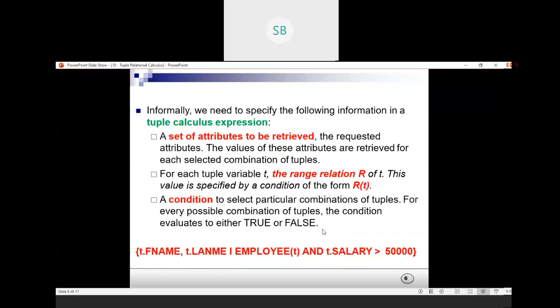We have explained the meaning of everything mentioned here. Basically, it consists of a set of attributes to be retrieved. This part consists of the set of attributes you want to retrieve, and obviously you need to mention the table name from which you want to retrieve, and finally the condition based on which you will retrieve.